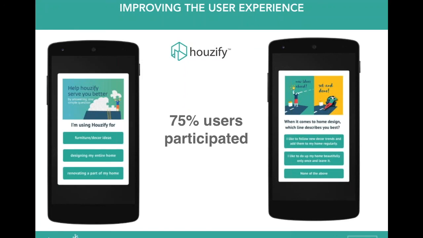So I'm sorry that the screen's a little blurry, but what you can see on the left is they've given kind of 3 examples, right? I'm using Housify for option 1, option 2, option 3, and that allowed the Housify team really to dial in what they're going to be serving up to this individual and why people are using the app. And then on the right, they went a little bit deeper and talked about what home design describes you best.